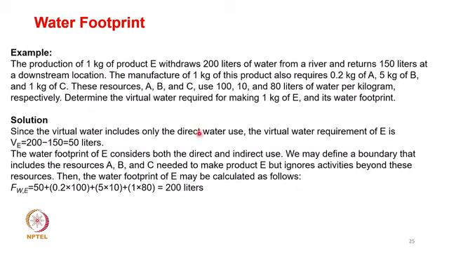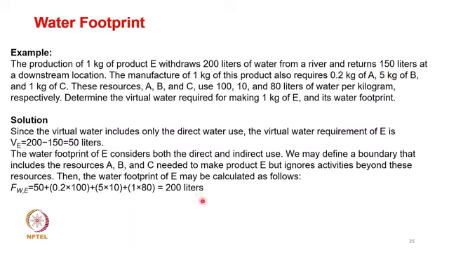So, virtual water would be 200 minus 150, which is 50. In a water footprint analysis, you will have to look for direct and indirect usage. So, we may define a boundary that includes resources A and B needed to make the product E, but ignore the activities beyond this. Then the water footprint of E may be calculated as, of course, 50, which is the virtual water, okay, and 0.2 times 100, 5 times 10 and 1 times 80.